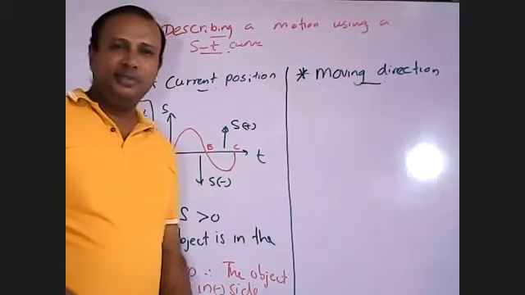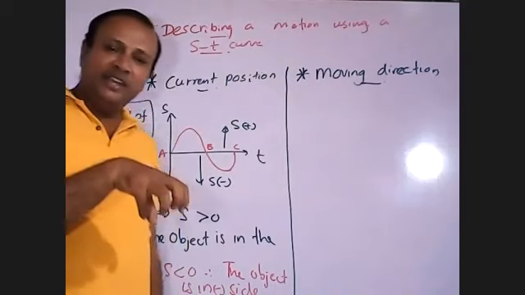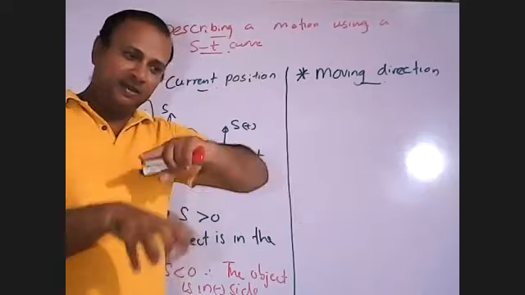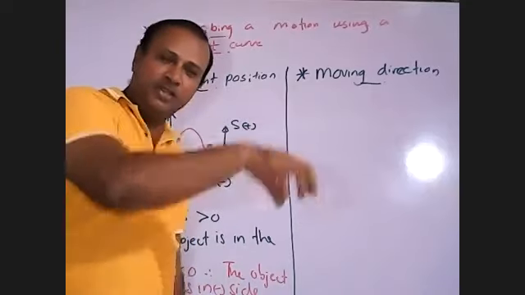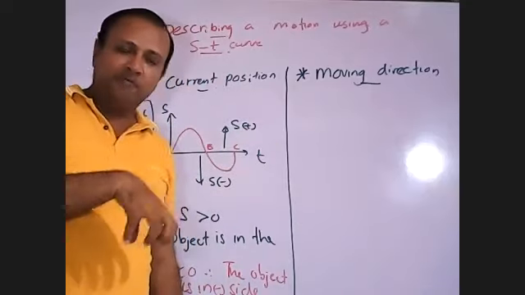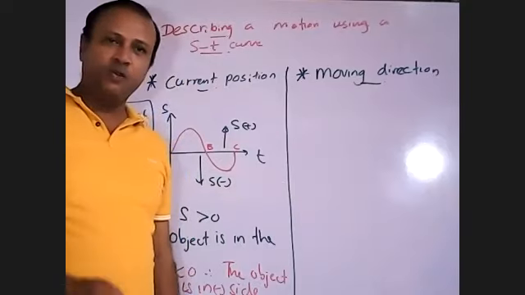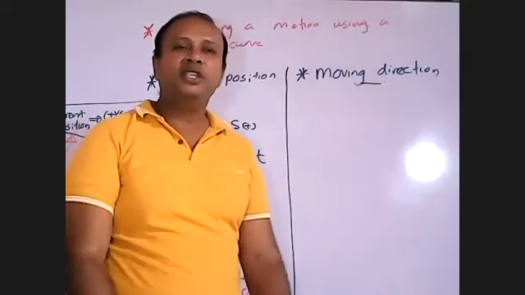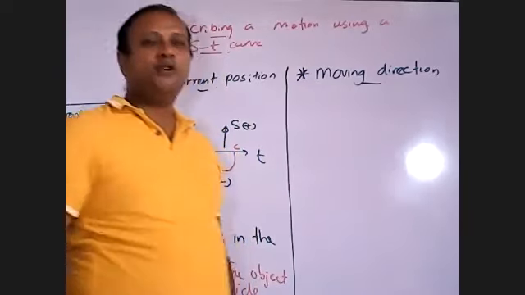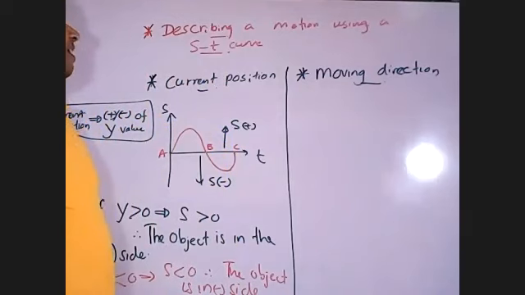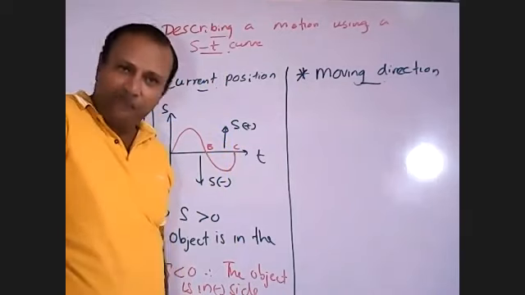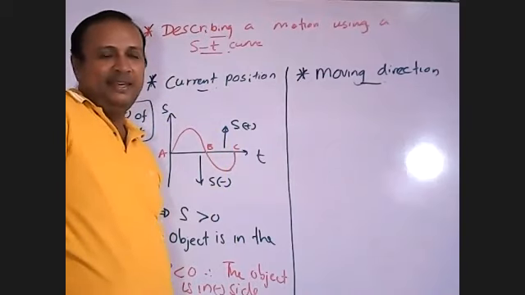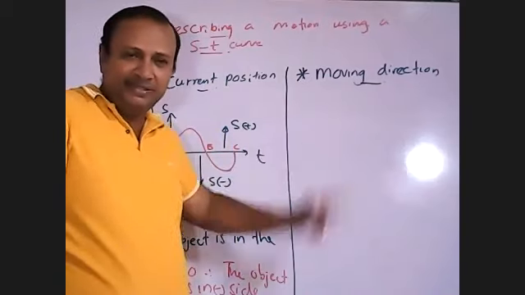If the gradient is positive, that is the first logic. Then you jump to the second logic: if the gradient is positive, the velocity is positive. So if the velocity is positive, the object is moving in the positive direction. That is the way of determining the moving direction. Did you get my point?